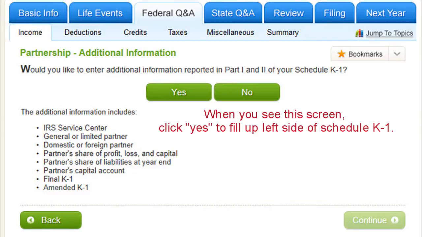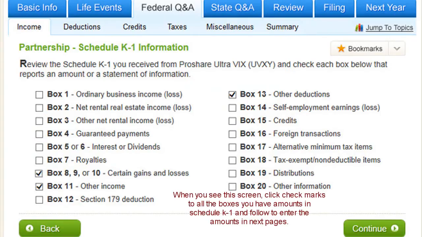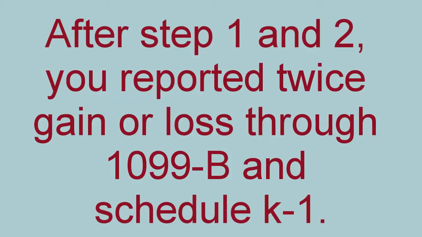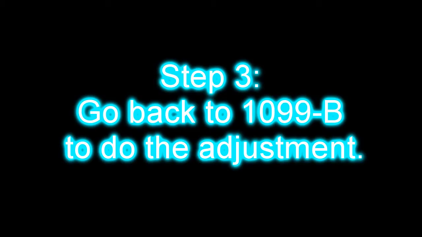When you see this screen, click Yes to fill in the left side of Schedule K-1. When you see this screen, click check marks on all the boxes you have amounts in on Schedule K-1 and follow to enter the amounts in the next pages. When you finish, choose All Investment is at Risk and finish the remaining questions. Now you report the gain or loss that the partnership passed to you at this step. After steps 1 and 2, you reported gain or loss twice, through 1099-B and Schedule K-1.